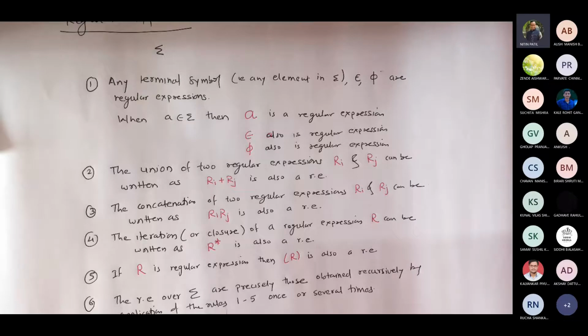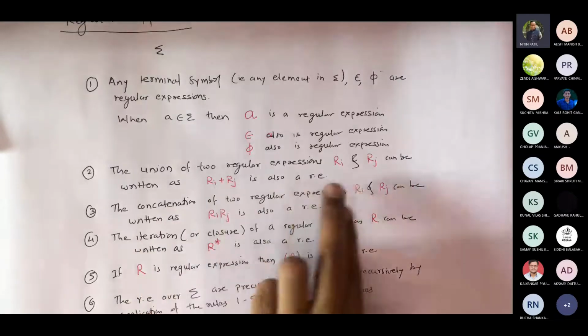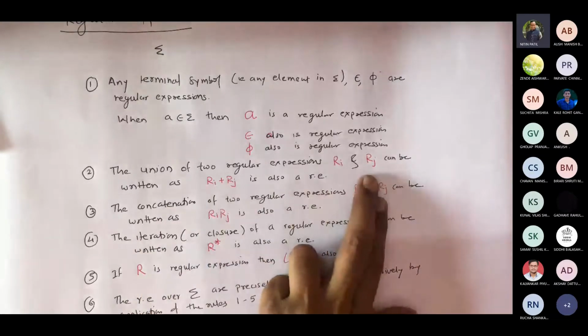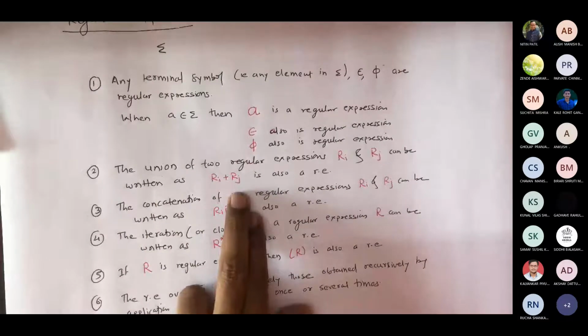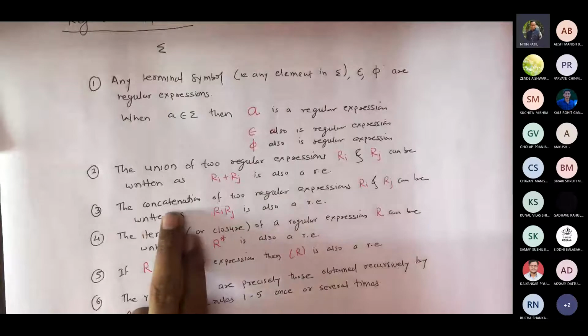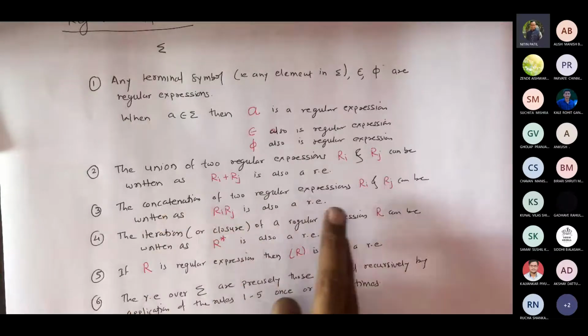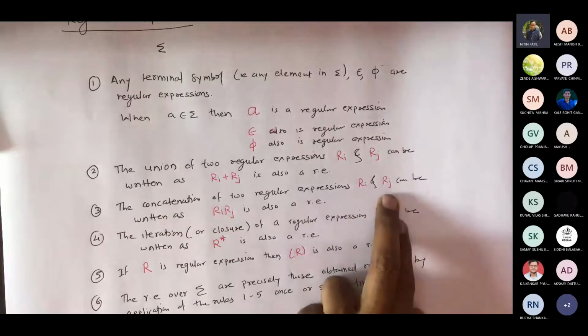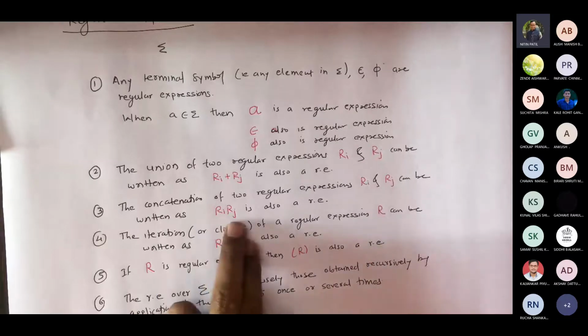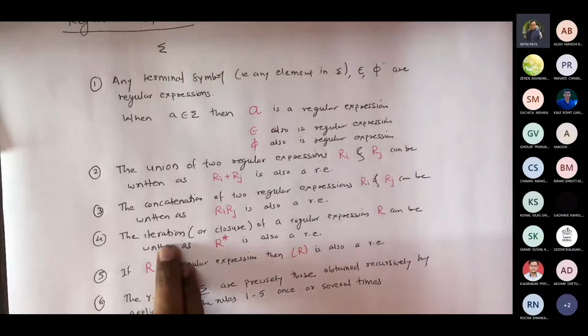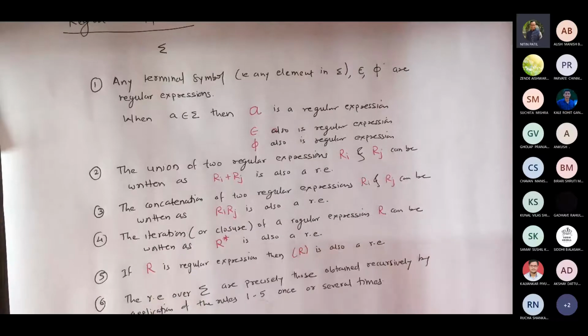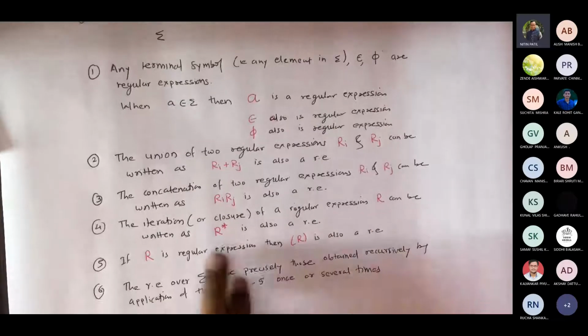Correct. Next, if I have two regular expressions Ri and Rj, I can define the union of Ri and Rj as Ri plus Rj. I can also define a concatenation operation over two regular expressions, Ri and Rj, which I write as Ri Rj. I can define an iteration or closure operation over a regular expression R, which can be written as R star.